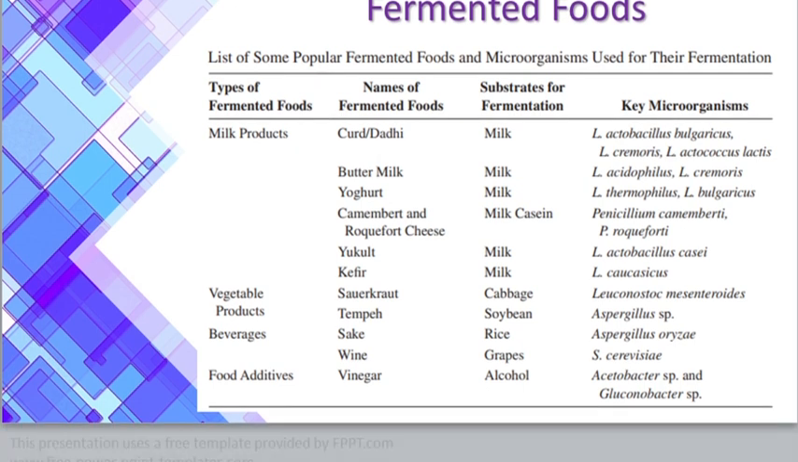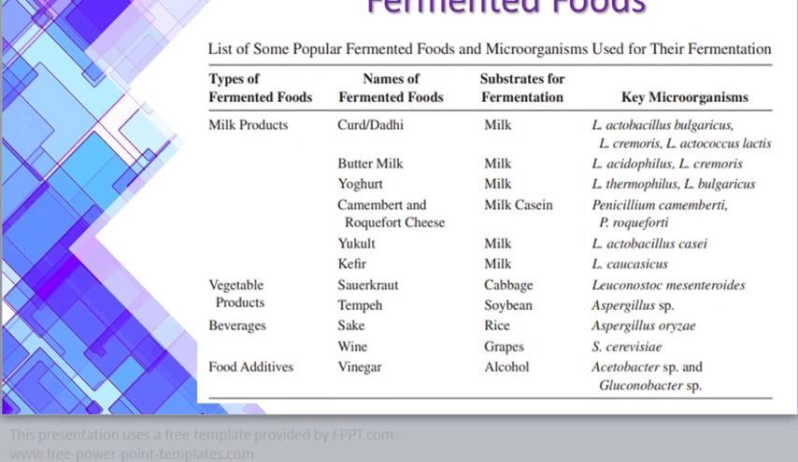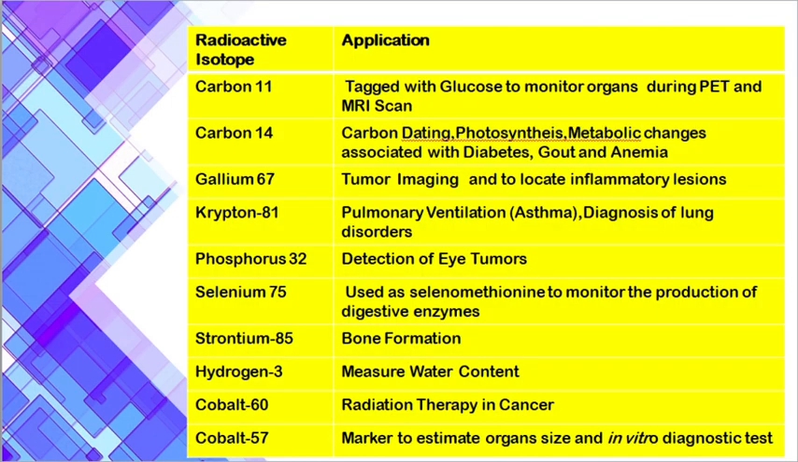Next, we will be seeing about the radioisotopes. So radioisotopes that are currently used in biological research. This is also an important topic. So first radioisotope is carbon-11, which will be tagged with glucose in order to monitor organs during PET scan and MRI scan. Next is carbon-14.